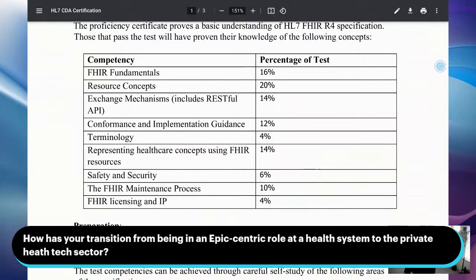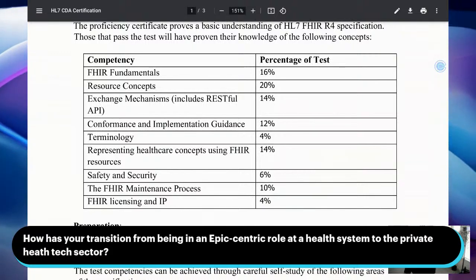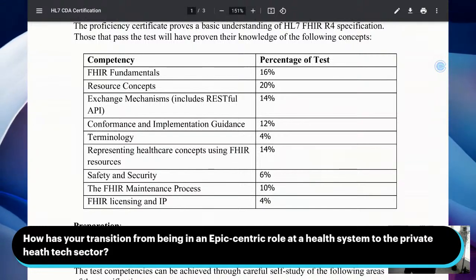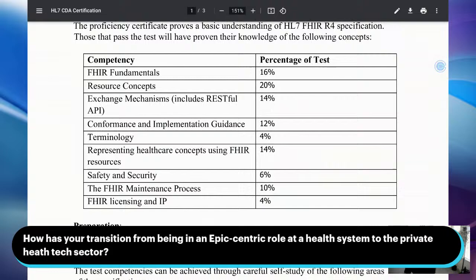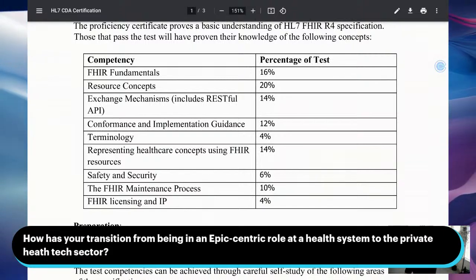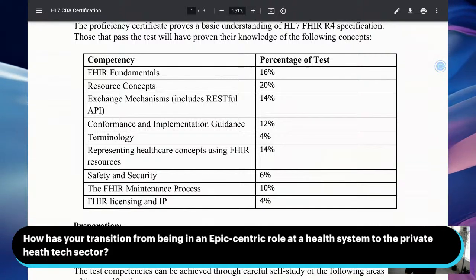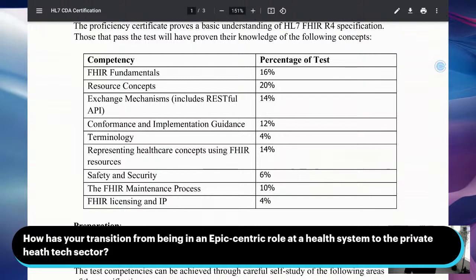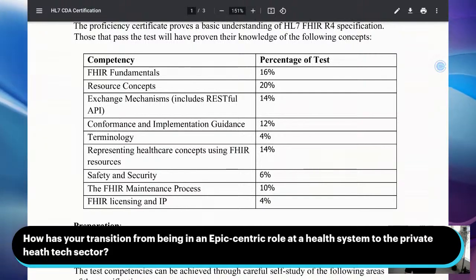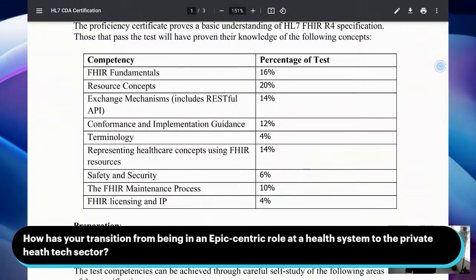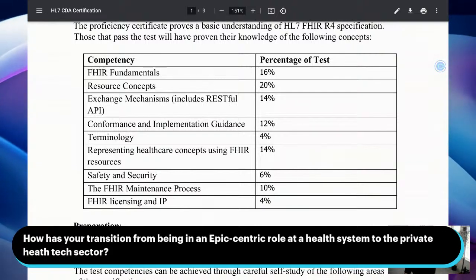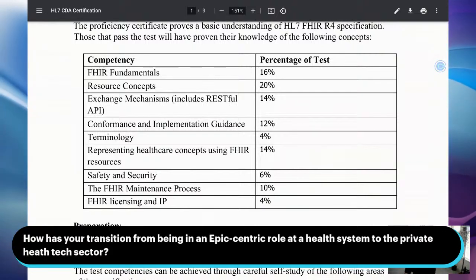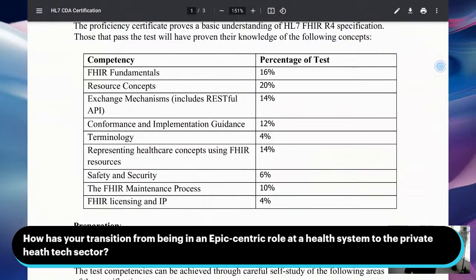But I genuinely have zero regrets of leaving health systems because the other side has been so interesting from a learning perspective, from a growth potential. Tech also pays usually a lot better. So even from a financial perspective, it's been great. I think that's one of the best decisions I've made.